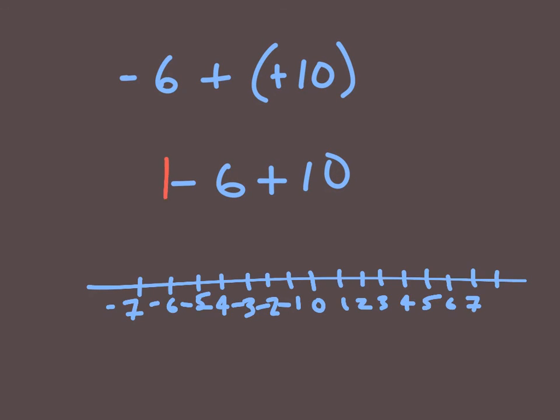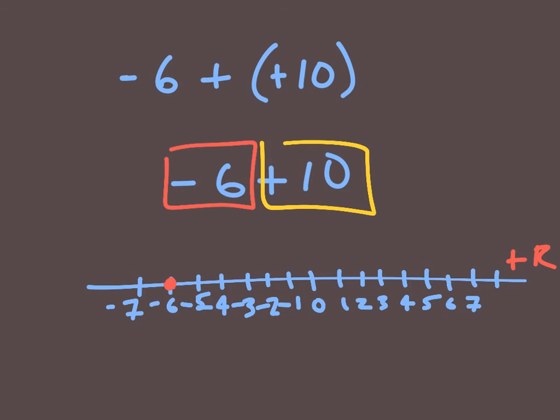I initially want to plot negative 6. I'm going to do that on my number line. And since I'm going to be adding 10, that means I'm going to move to the right because we're adding. If we were subtracting, we'd move to the left. So we're going to count 10 spaces. We're going to go 1, 2, 3, 4, 5, 6, 7, 8, 9, 10, and that's going to give us 4.